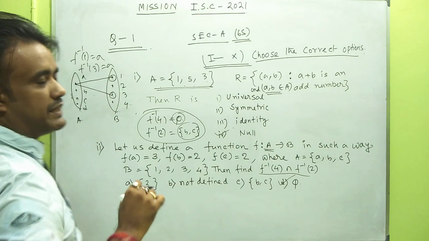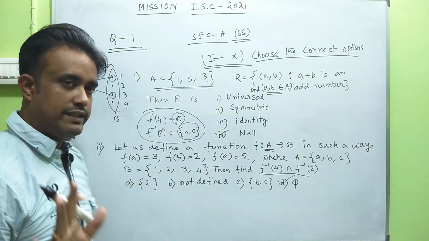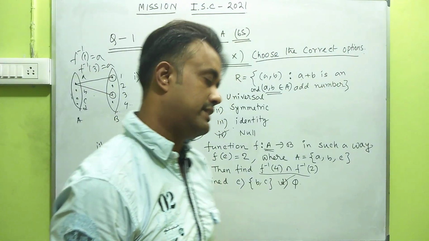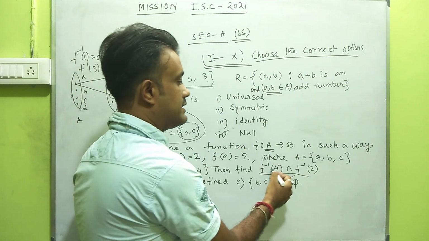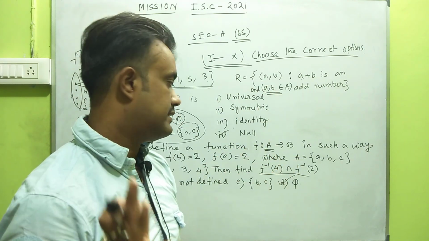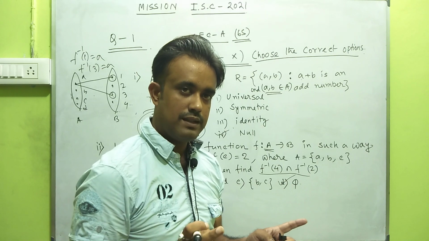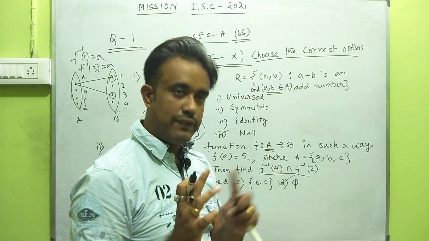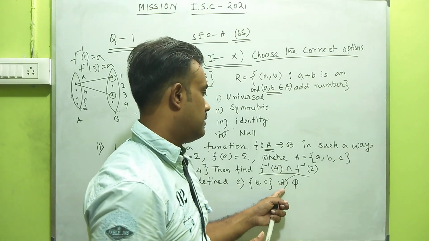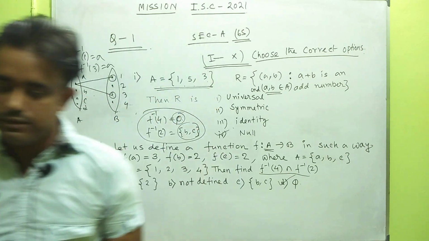So it cannot be a function. By the definition of a function, it is very obvious that the intersection of two different pre-images must be a null set. Okay.